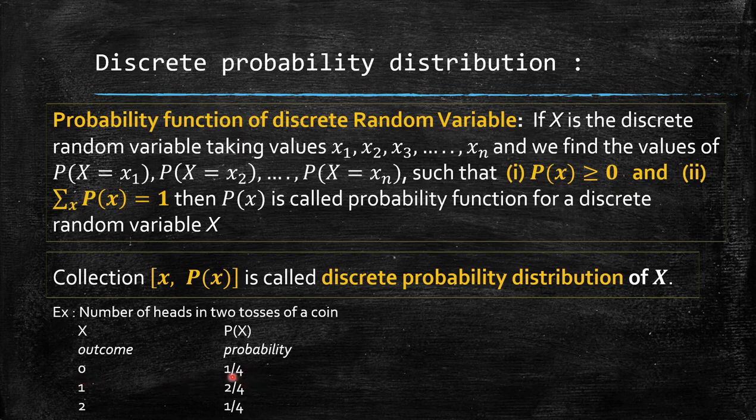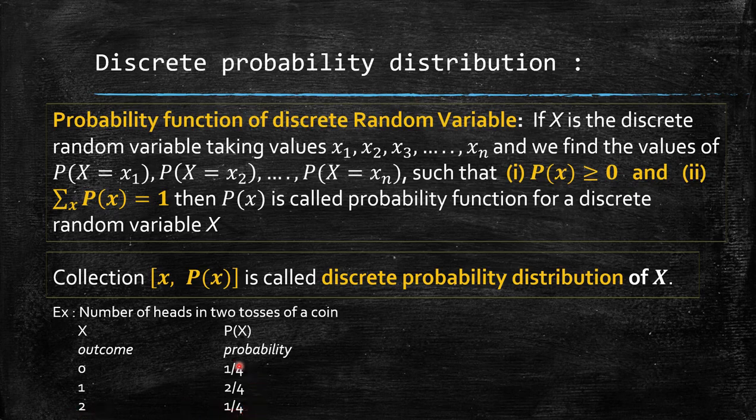Out of 4, so one possibility is 1 by 4. Probability of x taking 1 means 1 head. So there are two possibilities, either HT or TH. So that means 2 by 4. And probability of x equal to 2 means that is head head. So that is 1 by 4.